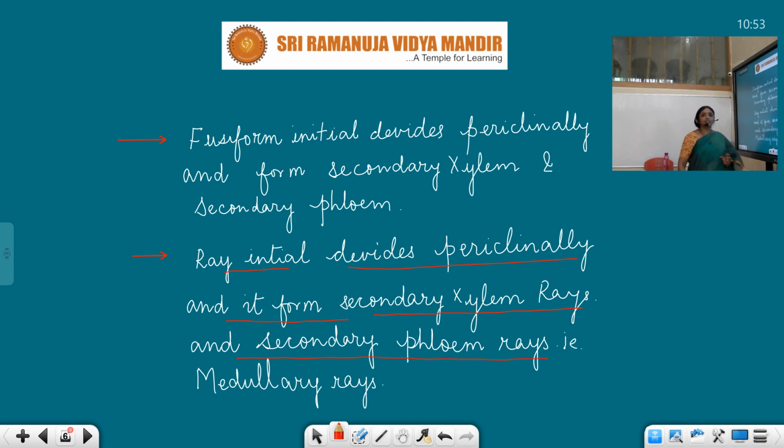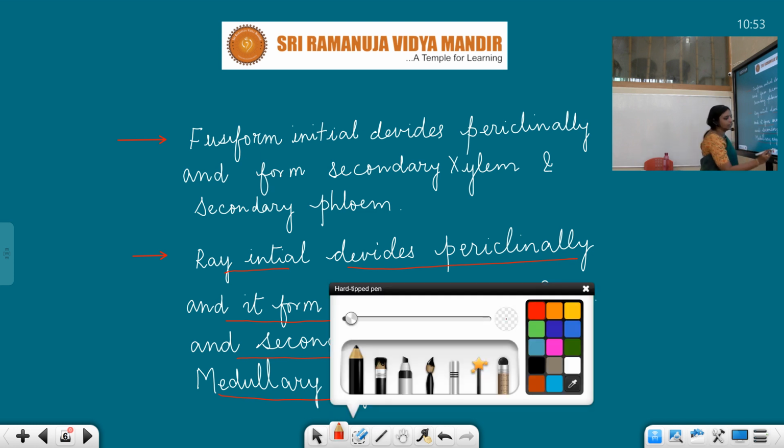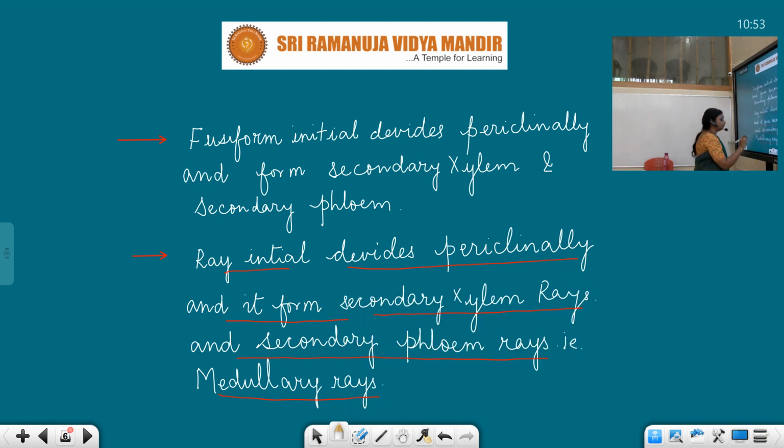These ray initials are present in between two bundles, where medullary rays were already there. So these ray initials again form secondary medullary rays. The xylem rays and phloem rays together form secondary medullary rays. So this is how the secondary medullary rays are formed, and secondary xylem and secondary phloem are formed.